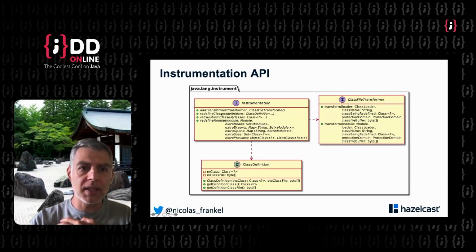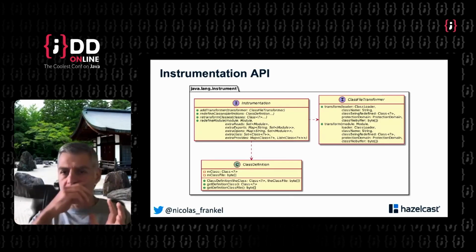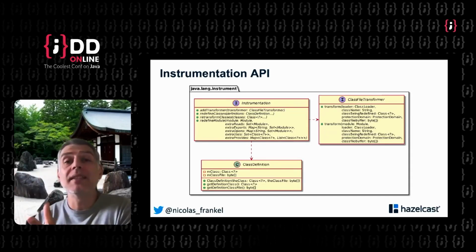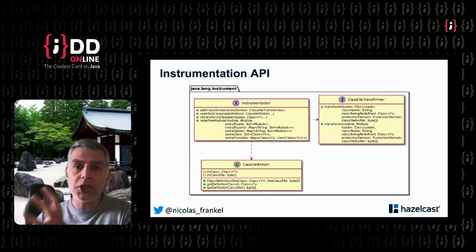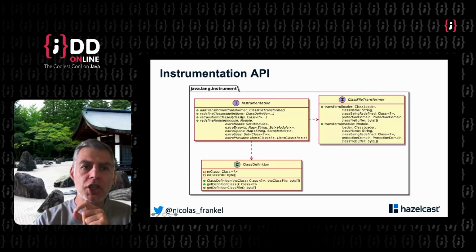What we will be using is this method called redefineClasses. And you can see it takes a varargs of ClassDefinition. And the ClassDefinition is just a class with an array of bytes, and this array of bytes is basically the bytecode itself. So if I have a class and I have the contents of the compilation of the .class file, then I can take both, create a ClassDefinition, and change the running class inside the JVM.